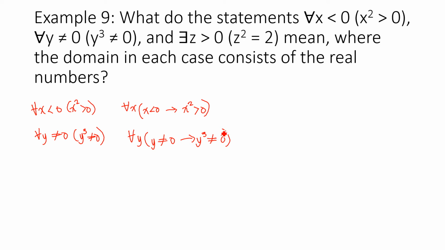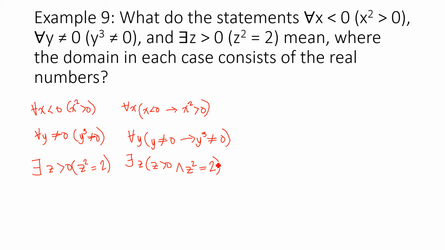Okay, and finally, the statement "there exists z greater than 0 such that z squared is equal to 2" states that there exists a real number z with z greater than 0 such that z squared is equal to 2. That is, it states there is a positive square root of 2. So this statement is equivalent to "there exists z such that z is greater than 0 and z squared is equal to 2."